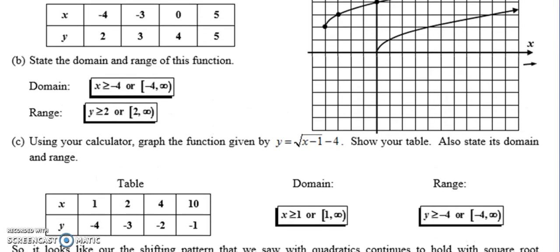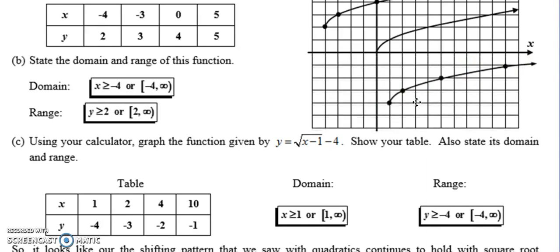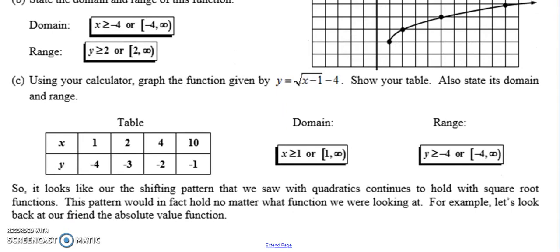So using the parent graph here, we could say this is going to shift right 1, down 4, and then it should make some curve down here. And hopefully that's what you came up with. So there's the other graph. Alright, hopefully we're doing okay with that.